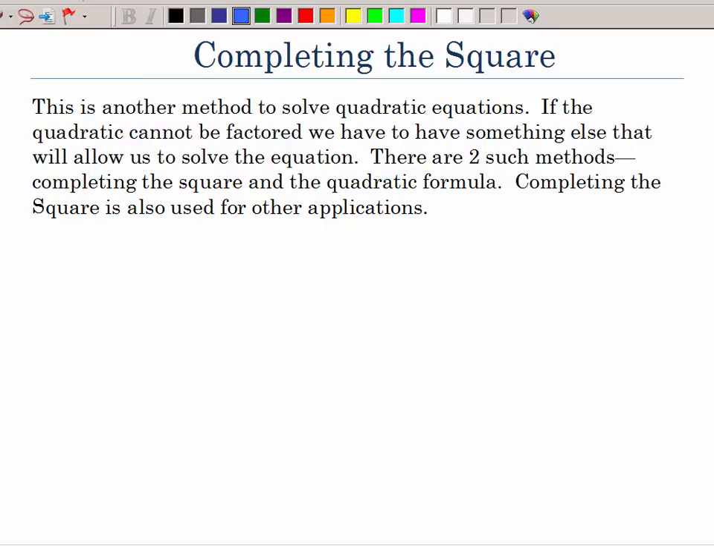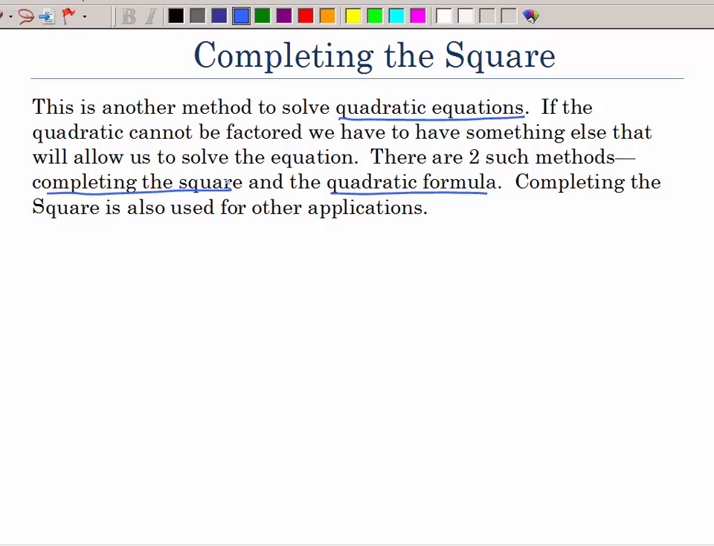In this video, we're going to learn how to complete the square. This is yet another method to solve those quadratic equations. If we cannot factor, then we still need to be able to solve. We have learned how to use the quadratic formula. Now we're going to learn how to complete the square.